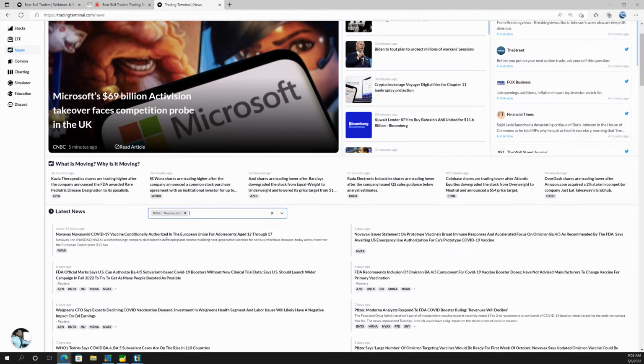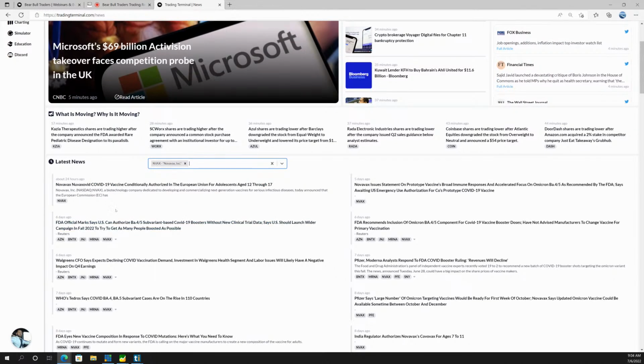COVID vaccine authorized in the European Union for ages 12 to 17. All right, that's actually great. Great catalyst. FDA approval, FDA officials say the US can authorize. So it looks like they got a couple of approvals, and that's what's moving them well this morning, and it looks like yesterday as well.